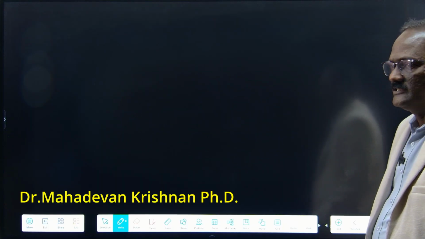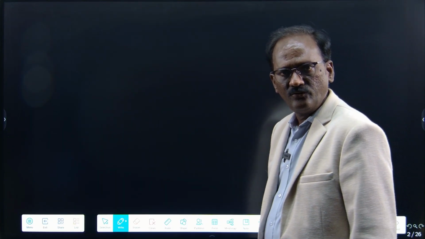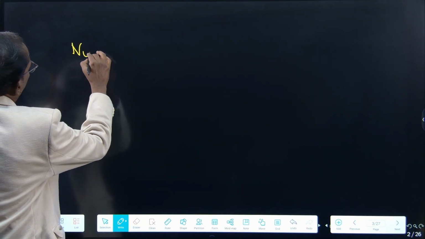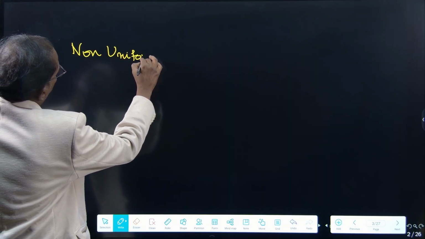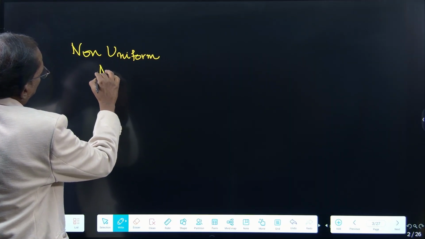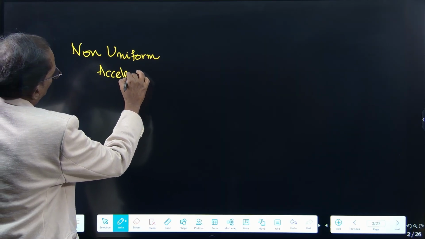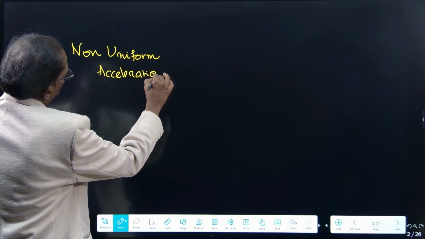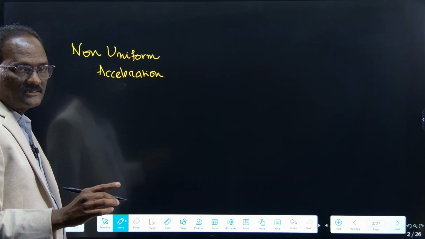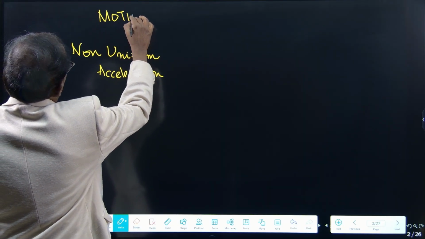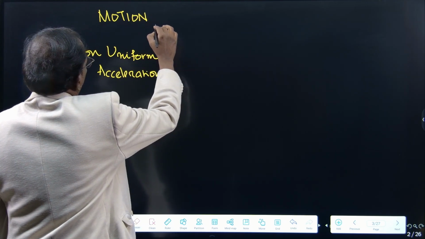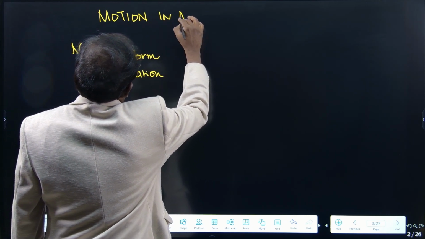And in this class, we will focus on the problems which involve non-uniform acceleration. If the motion has non-uniform acceleration, this comes under the chapter motion in a straight line.